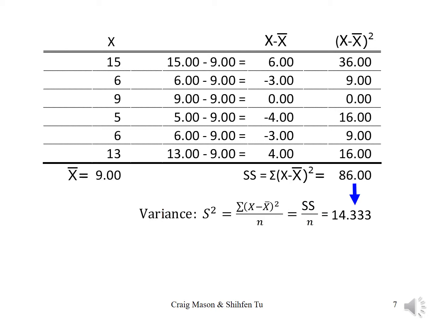If we divide our sum of squares of 86 by our sample size of 6, we calculate our variance to be 14.333. Because this is our descriptive variance formula, we represent the variance with the capital letter S squared. Again, you can think of the sum of squares as the total squared variability, while the variance is the average squared variability. Okay? We're almost there.